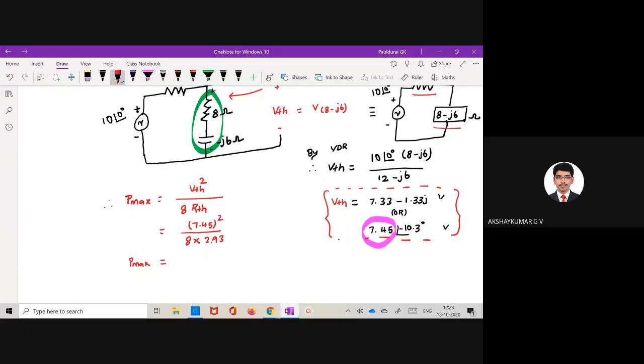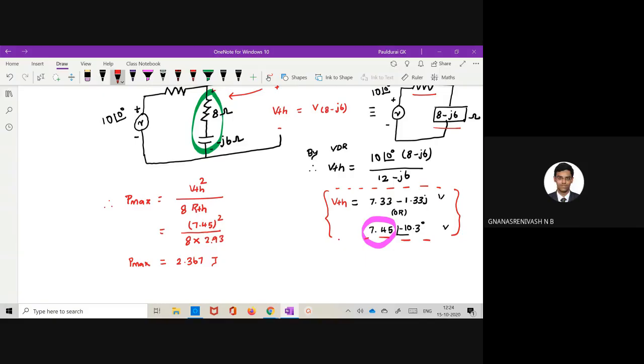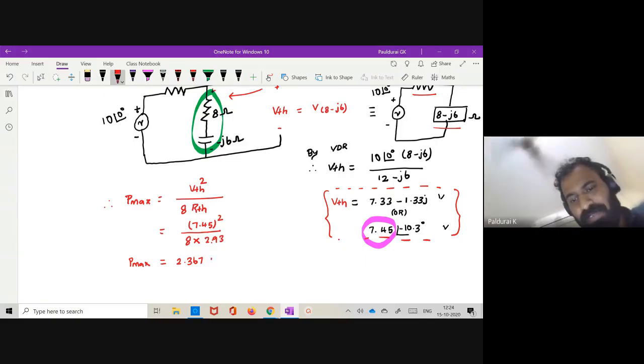2.367. What's the unit for power? Joules. Correct? Power watts, sir. Watts. Okay. Yeah, very good. So P max. So this is the way. So you got the flow. Okay.